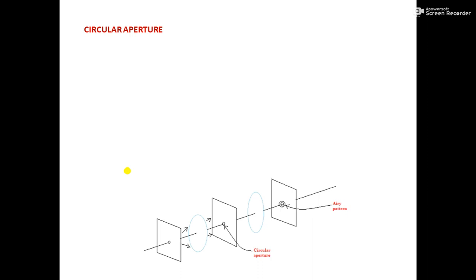So the first part is the circular aperture. The arrangement for observing the diffraction pattern through a circular aperture is this one. Here we have a lens. This is the circular aperture. Plane waves are incident normally on the aperture.